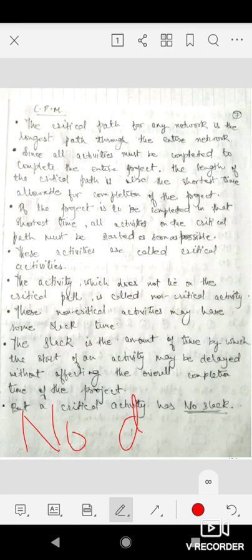So in this slide we have discussed CPM, the different points and features of CPM, and we have discussed critical path, critical activities, non-critical activities, and slack. Slack is the extra time by which you can delay any activities.